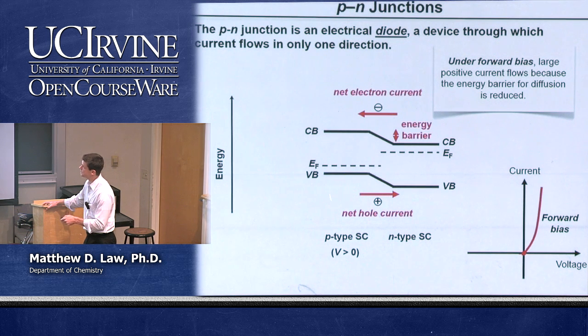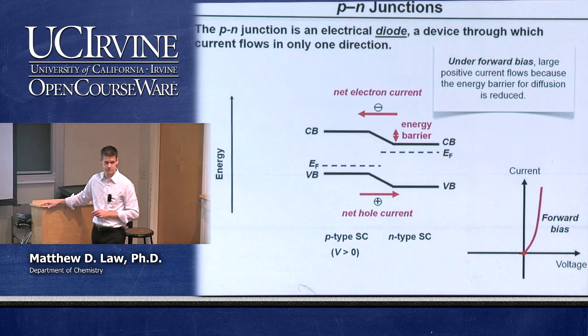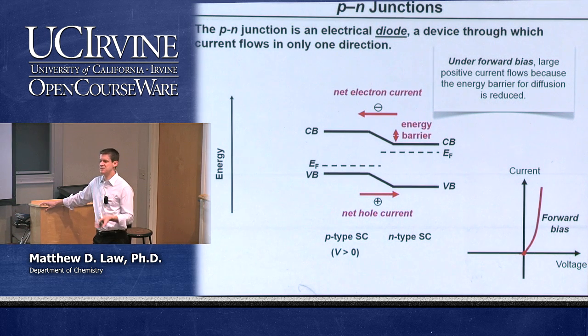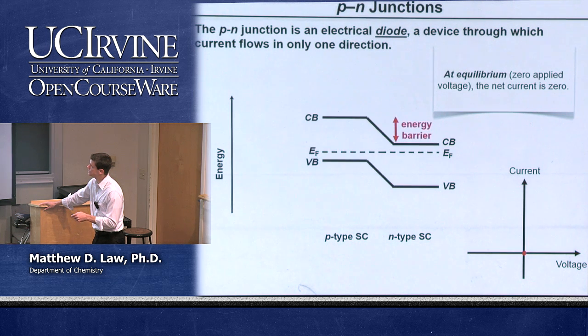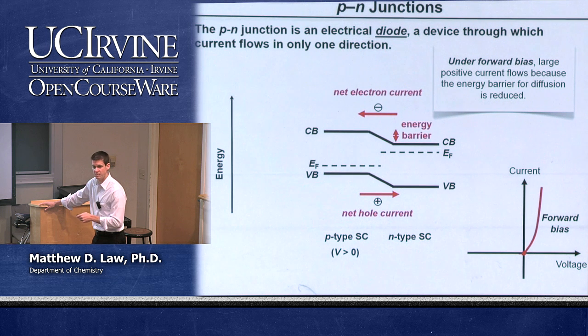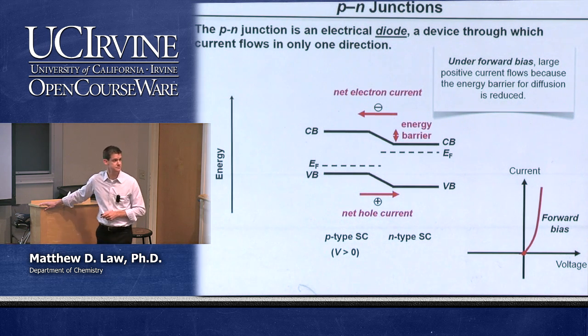Well, it drives the p-type down in energy. So both of the bands and the Fermi level shift down. We're applying a positive voltage. That means that electrons there are more attracted to that side, and so they're lower down in energy. What happens to the energy barrier when we go from equilibrium to forward bias, positive bias on the p-type side? The energy barrier gets smaller.